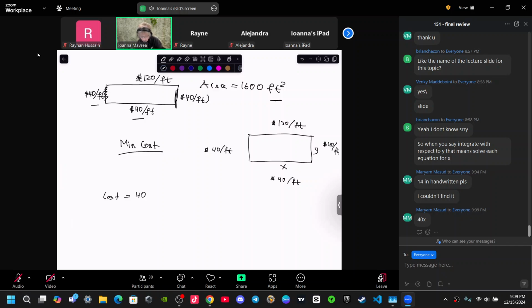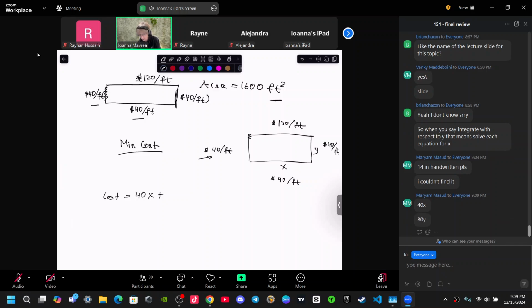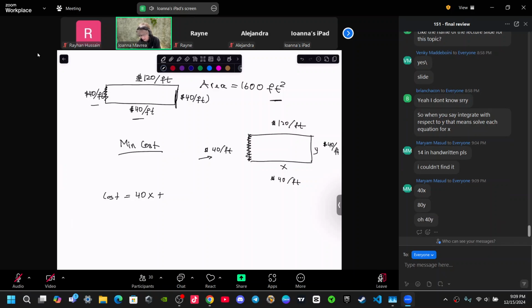Yes, 40x. How about the cost of the left side? This side. What's the cost of that side? Well, the left side is 40y. The right side is another 40y. And the top is 120x. Okay, so that's a problem. It's like a salad. You have x's, you have y's. You can't have a function of 2 variables in this class, right?